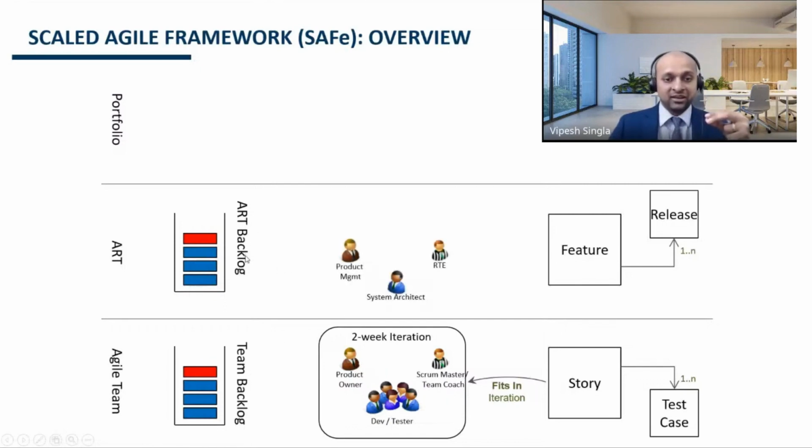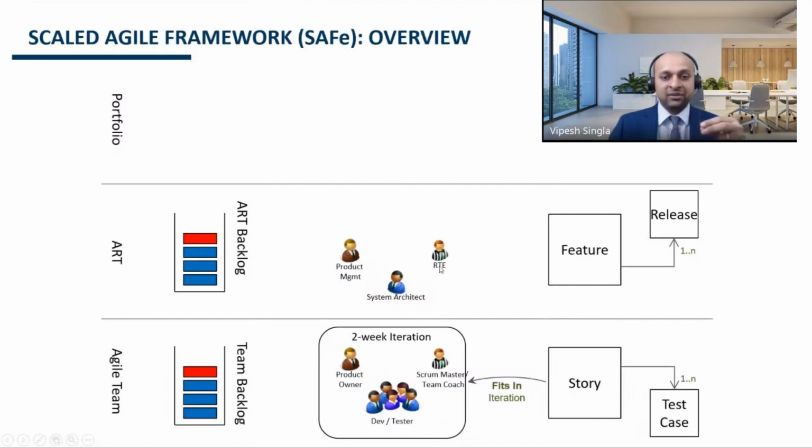Then at ART level, there are three kinds of stakeholders: product management, system architect, and RTE. The product manager's role is to manage the agile release train level backlog. The system architect's role is to help provide the vision for building the architecture runway which is required by the ART.